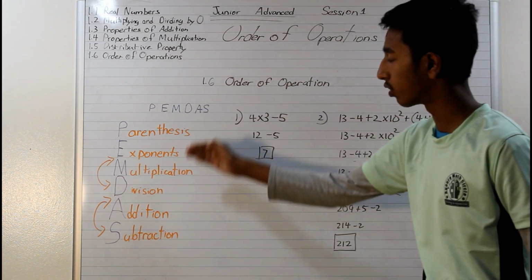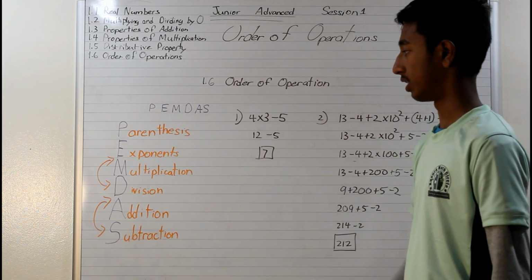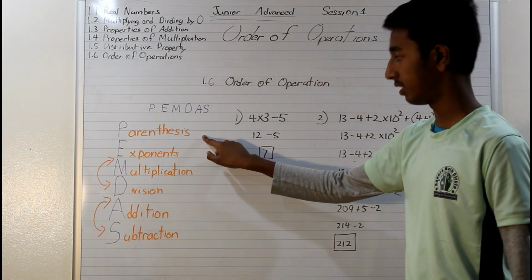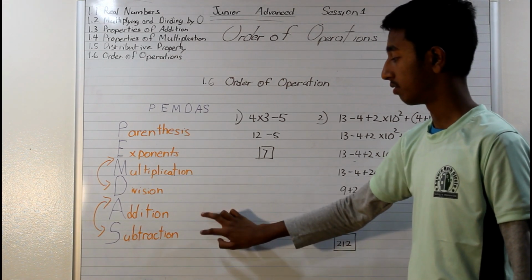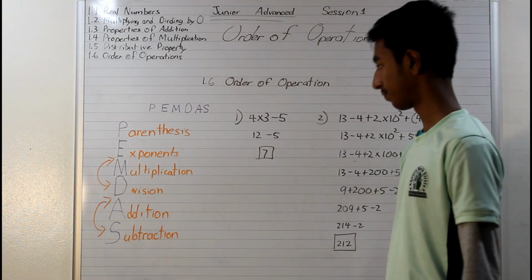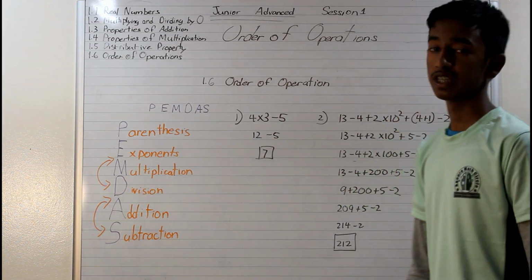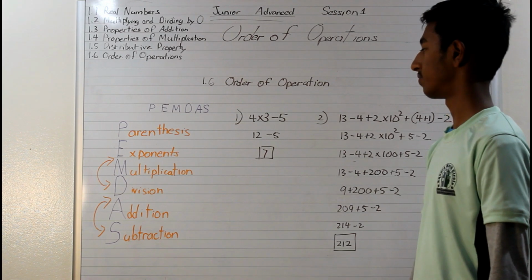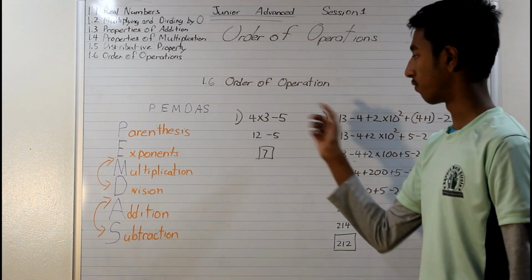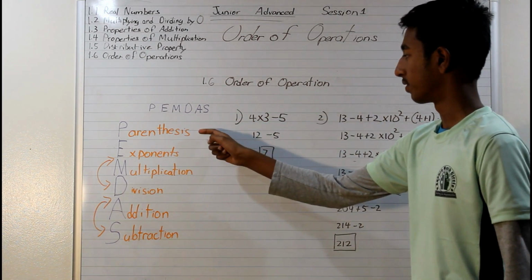This is the order in which you go about every equation. You first calculate the parentheses, then the exponents, whichever comes first of these, and whichever comes first of these. One of the examples given in the lecture notes is right here. 4 times 3 minus 5. It's rather simple. You just go from left to right. You go through the order.